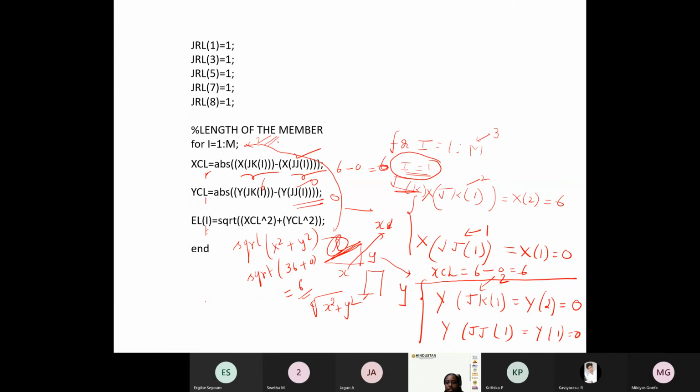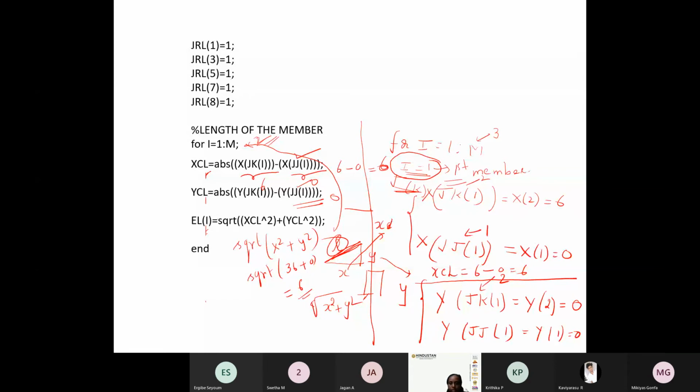So what I am asking is, you have to do it for 2. You first copy down this one, then only you will get the output. First you calculate these things for the first member. This is for the first member. And you calculate for the second member and tell me the answer. I'll wait for you.